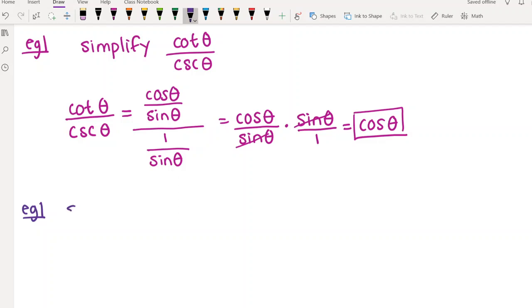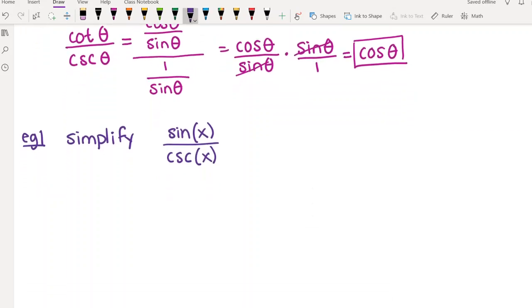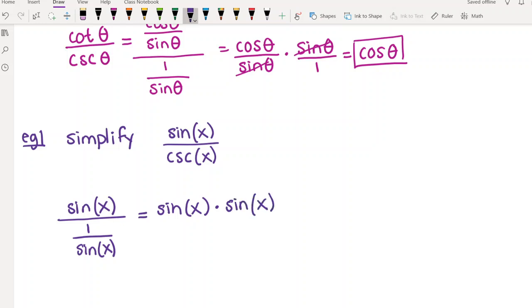Okay, so next one, let's do sine of theta, or I'll say sine of x. Let's mix up the variables, over cosecant of x. So again, we want to rewrite. In this case, we have sine of x in the numerator, so that is just going to stay as it is, but in the denominator, we know that cosecant can be written as 1 over sine. And then dividing is the same as multiplying by the reciprocal. So dividing by 1 over sine of x is the same thing as multiplying by sine of x over 1. And so if we multiply these two together, we get sine squared of x.